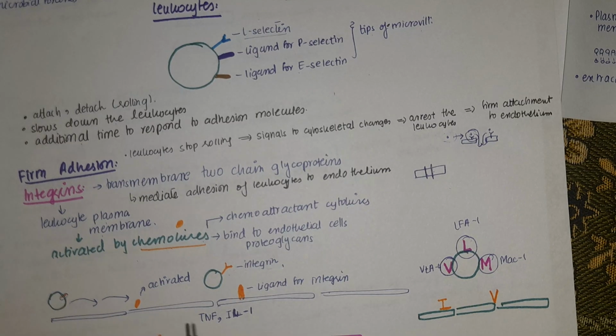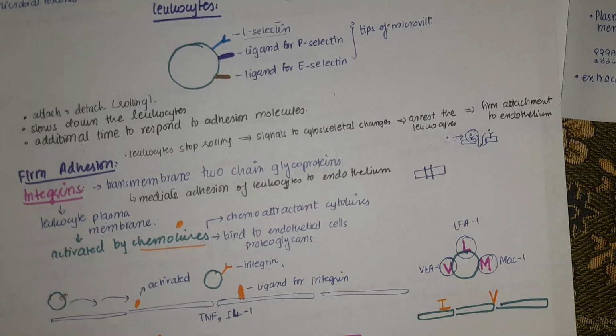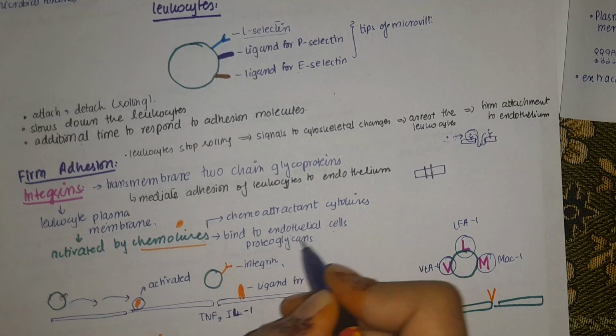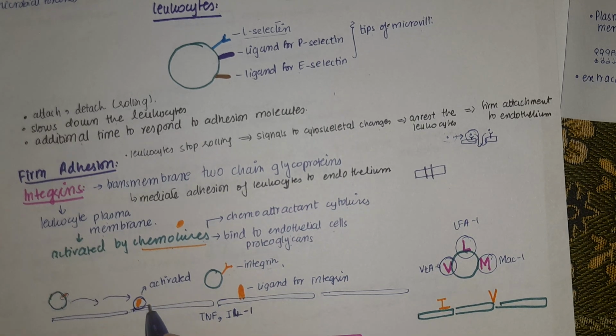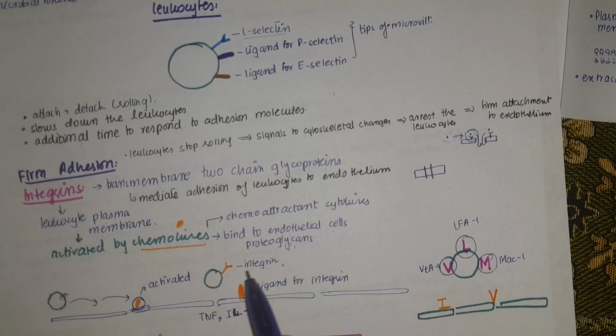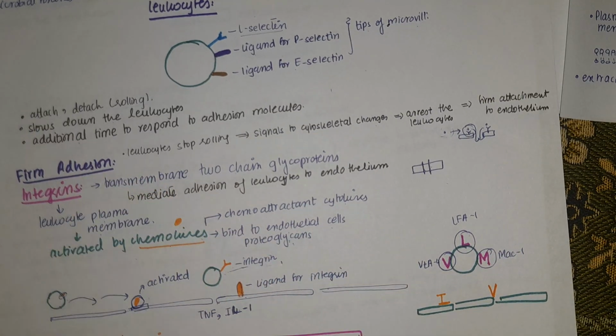So how does it need to be activated? It needs to be activated by chemokines. The chemokines bind to endothelial cell proteoglycans. This orange thing is the chemokine, and that is actually present on the endothelial cell proteoglycan. Whenever that rolling leukocyte falls over this chemokine which is present on the cell membrane proteoglycan, what will happen? It will fully express the integrin. The fully expressed integrin will now bind to the ligand, and hence we will have firm adhesion.